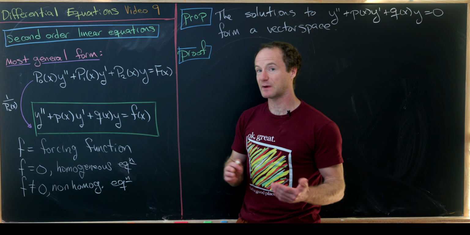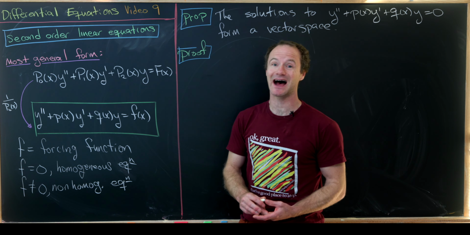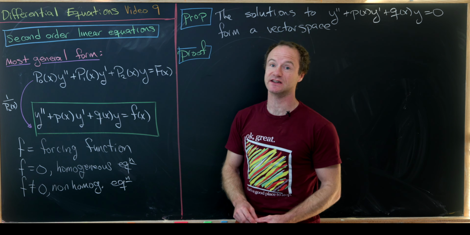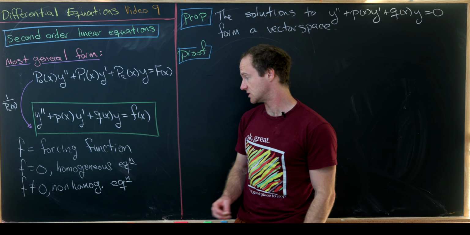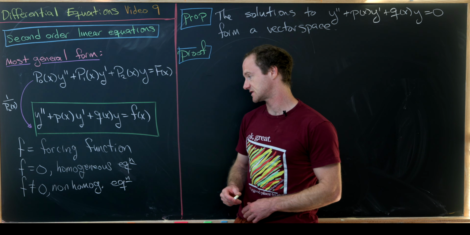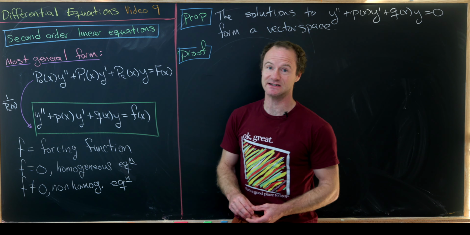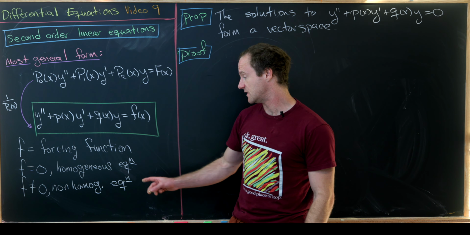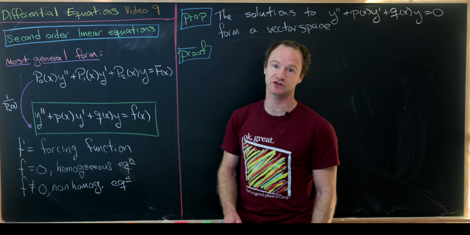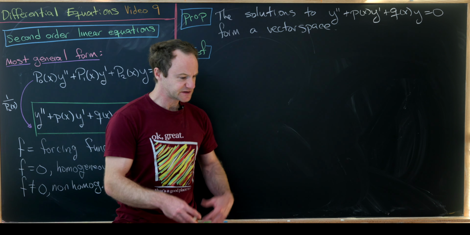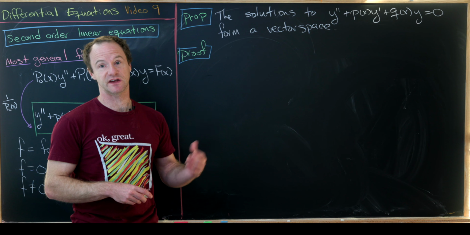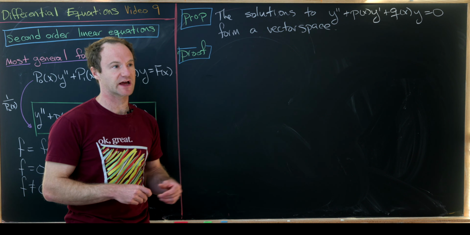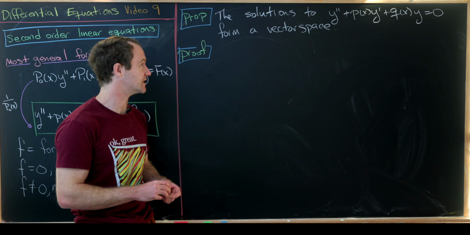And a really important special case here is the case when f is identically zero, so it's the zero function. And in that case, we say that we have a homogeneous second order linear differential equation. So the equation is homogeneous. Now, if f is not identically zero, which means it's non-zero for some value of x, then we say that this is a non-homogeneous differential equation. Okay, so in this video we're going to be proving some results involving these differential equations. We're not really going to look at solution strategies, although we will look at solutions to some particular differential equations.